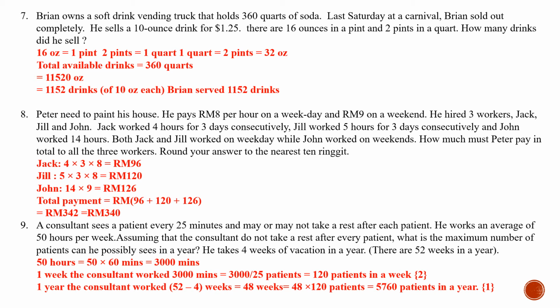Okay, so then they are giving you now the conversion. 16 ounces in a pint. So you write it down. 16 ounces is 1 pint. 2 pints is 1 quart. Understand? So now you're going to change it, okay? So 1 quart is equal to 2 pints, which is equal to 32 ounces. Understand? If you use the conversion given to you, you will find 32 ounces there.